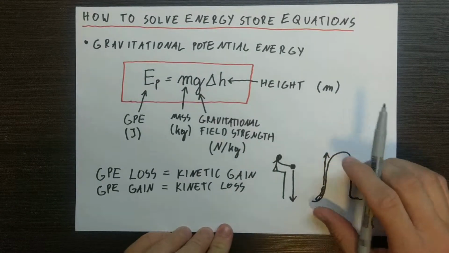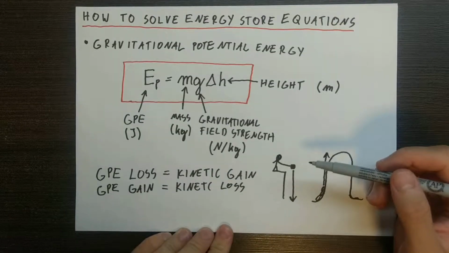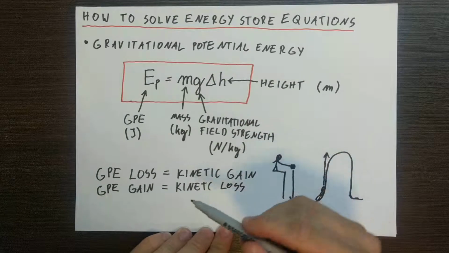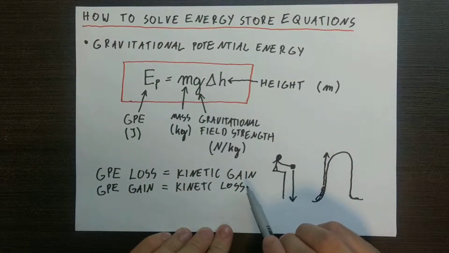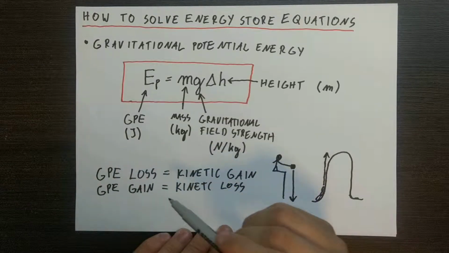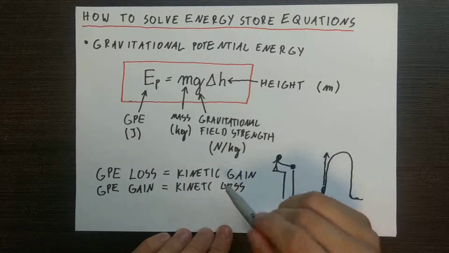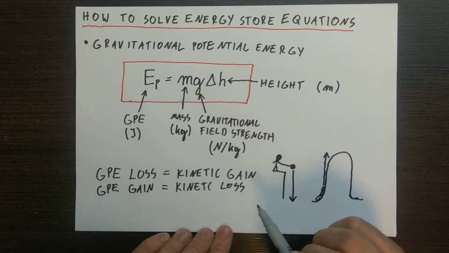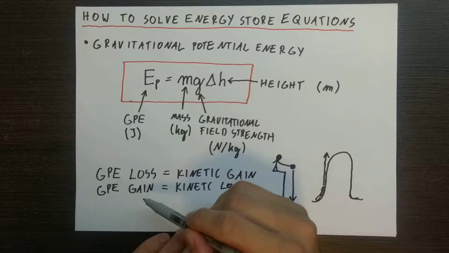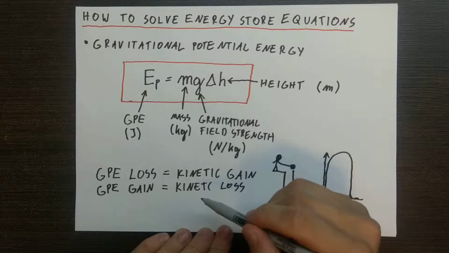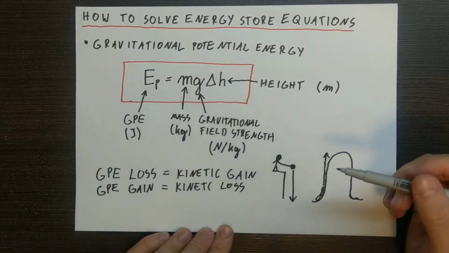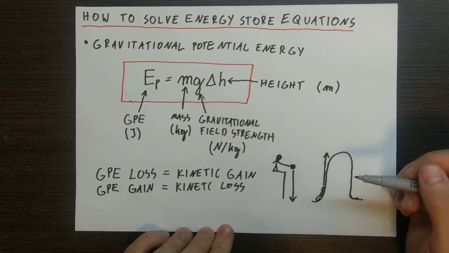Now, this is the next important concept. Gravitational potential energy loss is equal to kinetic energy store gain. And the converse is true, where gravitational potential energy gain is equal to kinetic energy store loss. Now, if we think about it, it makes sense.